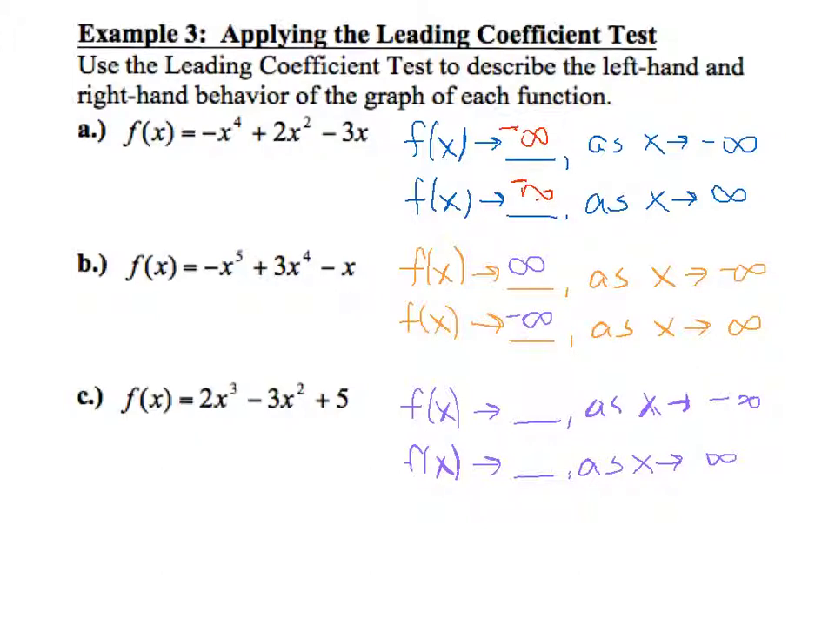And then finally, for example C, you have another odd degree function, but your a is positive. So that means it's going to be the opposite of B, which goes like this. Negative infinity, falls to the left, rises to the right.